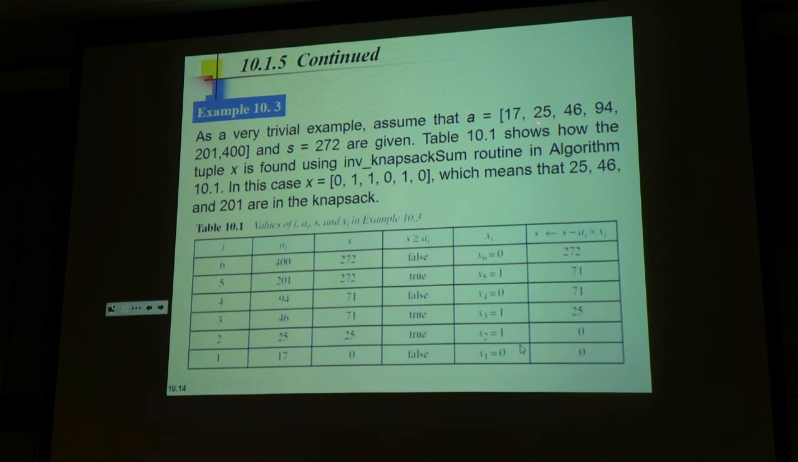25, 32. The next one, 47. It's bigger, right? If you add these together, the 94 will be more, and so on and so forth. So it applies the condition, and S equals 72. So we know now A, and we know S. We need to calculate X. What is X? Zeros or ones, right?